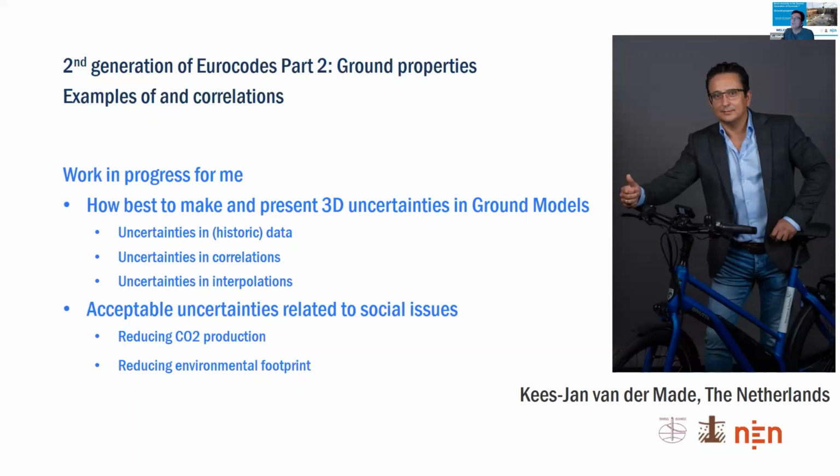Because we're dealing with uncertainties in historic data. There's quite a lot of historic data in national databases for the Netherlands. Then the uncertainties in correlations: do we use a standard Robertson, or how does this work out if we do it on a local level? Usually a lot better is our experience. And then, of course, the uncertainties in interpolations. And again, related to these uncertainties are social issues that we have at the moment in reducing CO2 and environmental footprint: what are acceptable uncertainties related to these social issues?